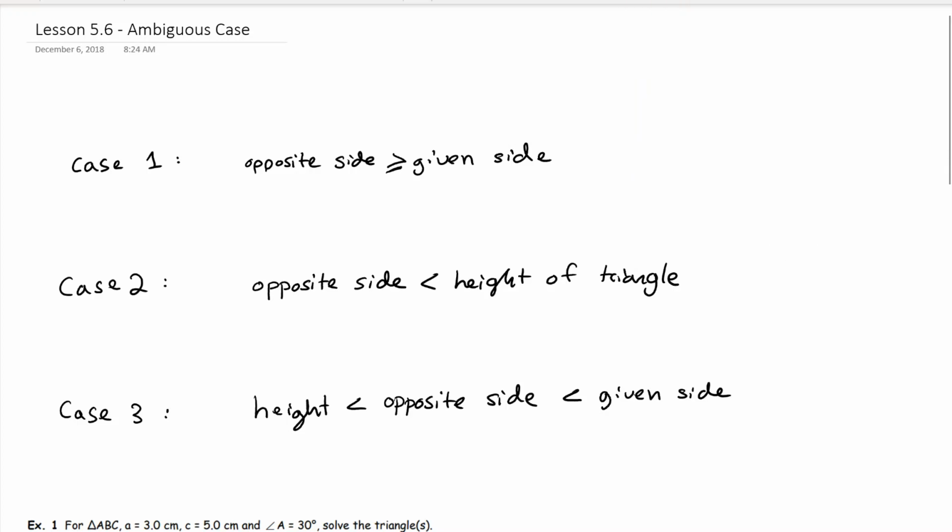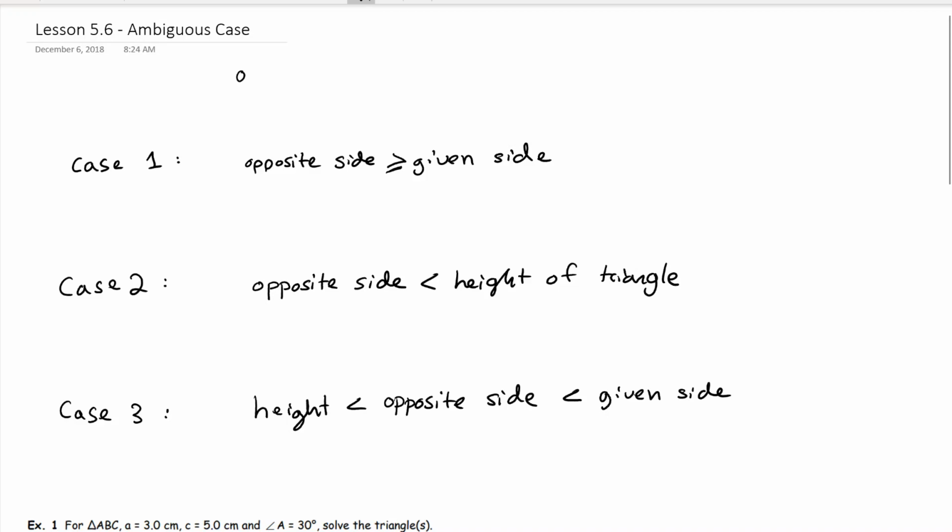Hi, in this video we're going to talk about the ambiguous case. The ambiguous case is what happens when we're in trigonometry and we're trying to solve a triangle, but we're given information about that triangle that actually means that we can draw it out in two different ways. So you'll be given two sides and an angle.